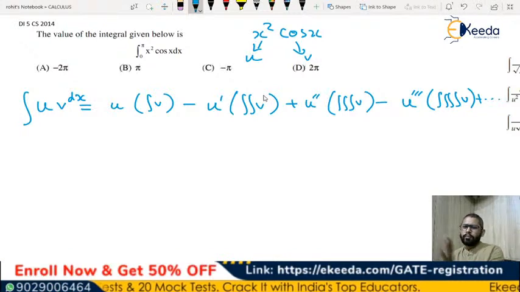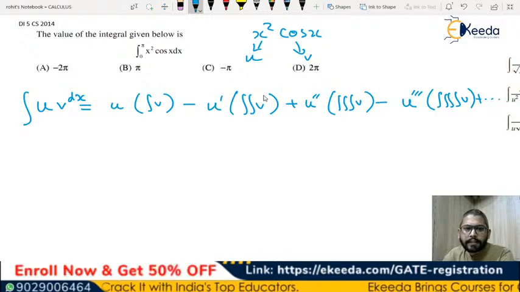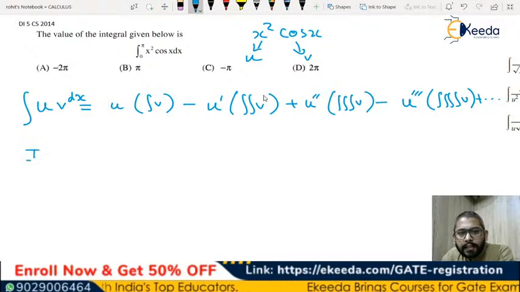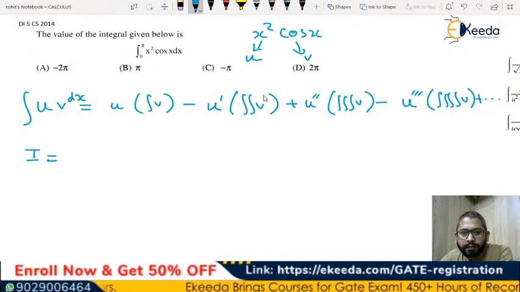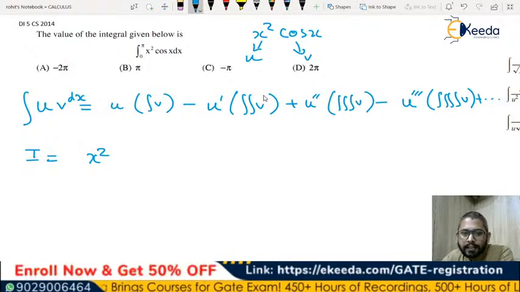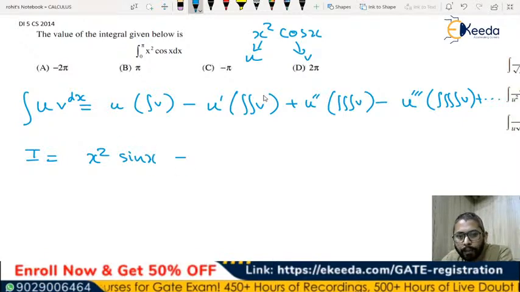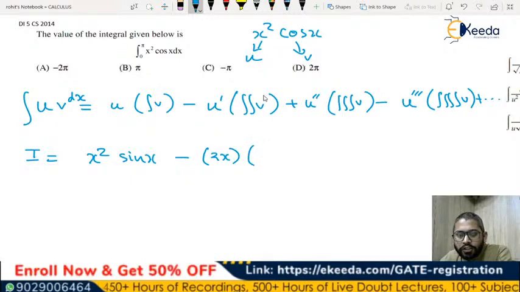Because it will require more number of by parts, so you can do this. And in this case, what we will get is I, where u is equal to x square. So the first term will be x square and the integration of v, so cos x integration is sin x, minus differentiation of x square, which is 2x, and integration of sin x.